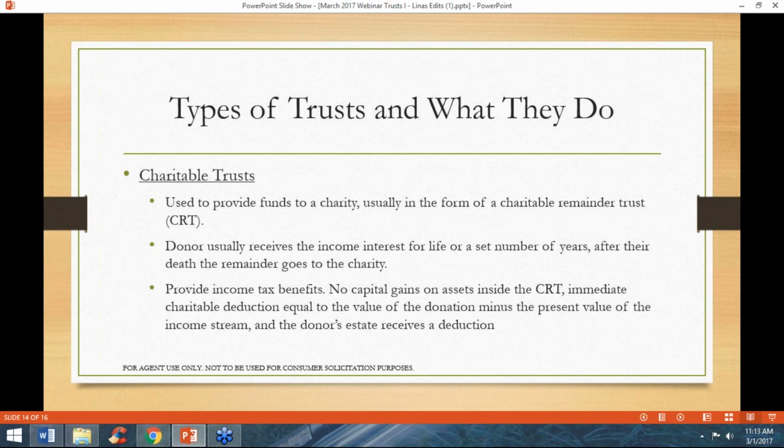is given to charity. Charitable trusts are sophisticated, but if you have charitable-minded clients, they can also provide tax benefits for the donor. When the assets are given to the trust and then sold, they do not generate capital gains, which can allow a donor to sell highly appreciated assets without creating capital gains tax. The donor receives an immediate tax deduction equal to the value of the donation minus the present value of the income stream. After the donor's death, her estate receives an estate tax deduction for the value of the charitable remainder interest that goes to the charity.